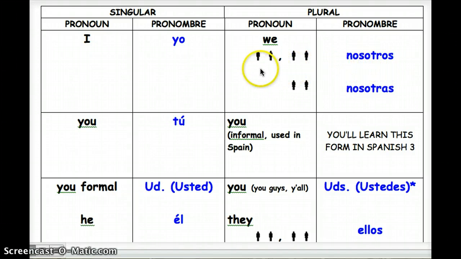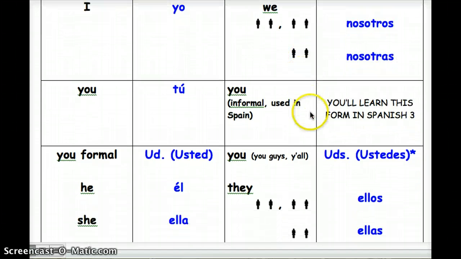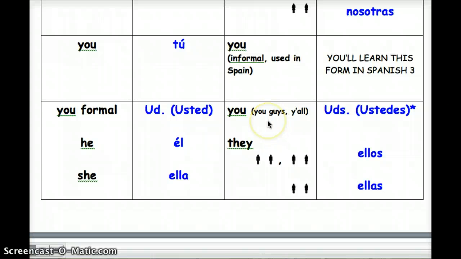Nosotros is going to be used if you have all guys that are saying we, or it's a mix of guys and girls. Nosotras is we when it's only women who are saying we. Then, when you're speaking to a group of two or more people, you're going to use ustedes. So once again, you're going to see the abbreviation. Don't say uds, it's ustedes.